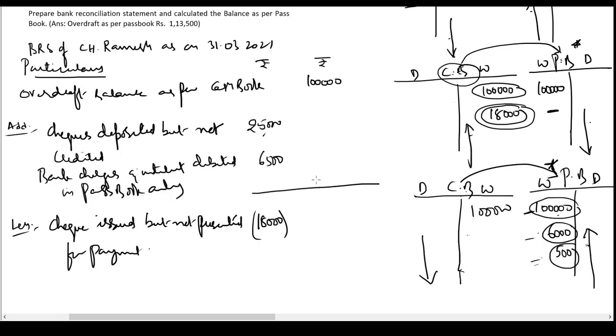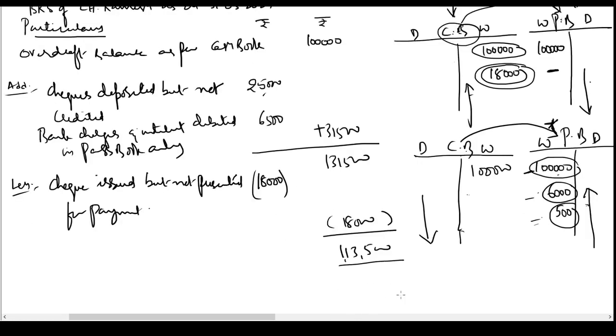So these were the three reasons of differences. So I have a total of 31,500 as plus items. 1,31,000 is the total of add items. The total of less items is 18,000. So I am left with 1,13,500. This is the balance as per passbook now.